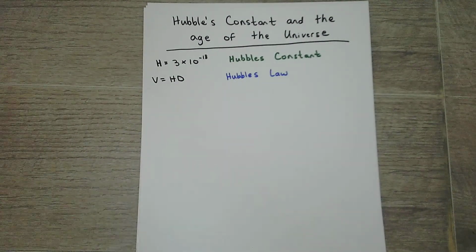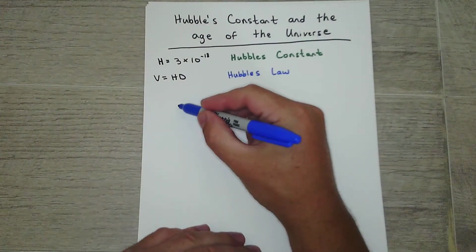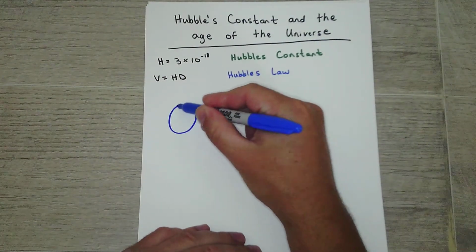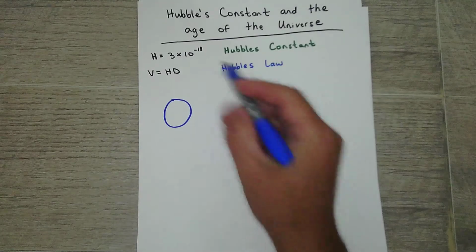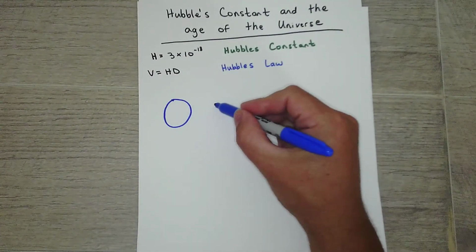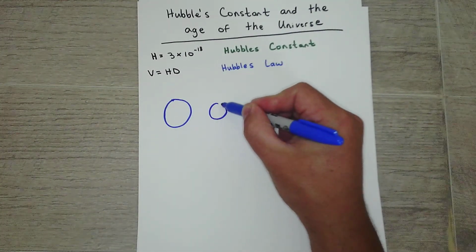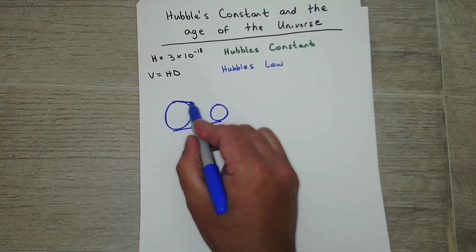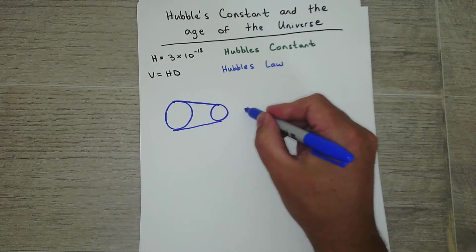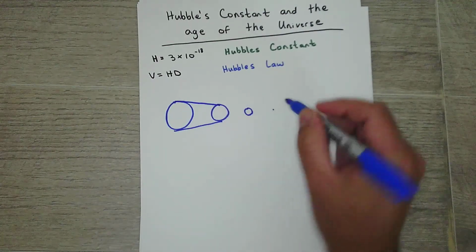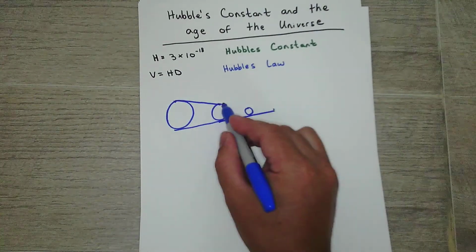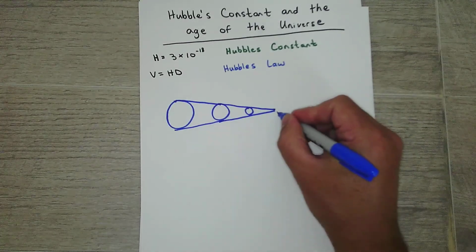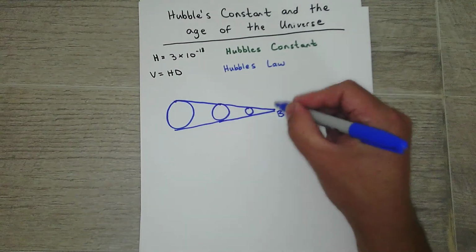Okay, so what that means is, say the universe is this big. Based on Hubble's constant, if we go backwards, we know at some point the universe was this big. And then if we keep going backwards, the universe gets smaller and smaller until it gets to a point. That point is the Big Bang.